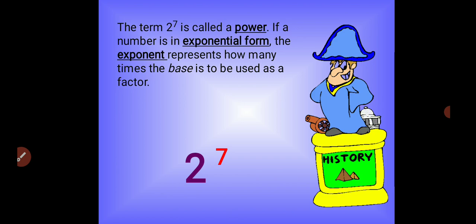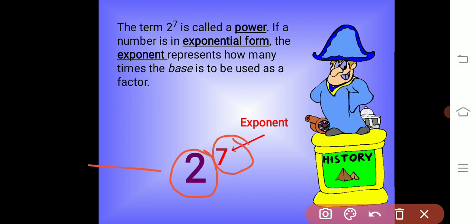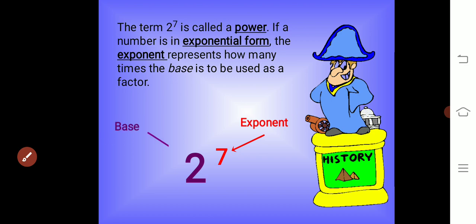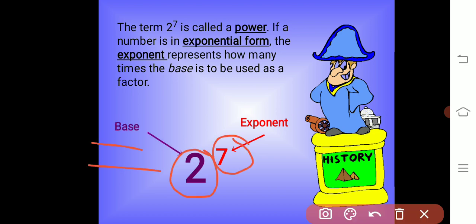The term 2 to the power of 7 is called a power. If a number is in exponential form, the exponent represents how many times the base is to be used as a factor. So, the example is 2 to the power of 7. The exponent is 7. And the base is 2.